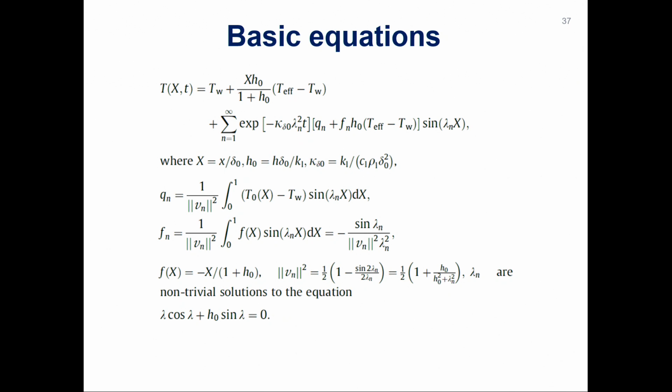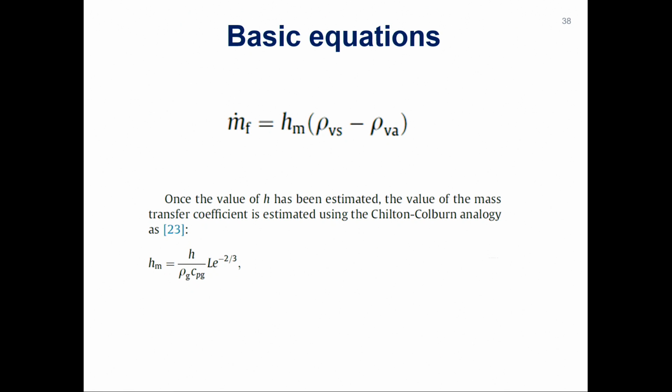And then for this numerical code, we need to introduce the mass transfer coefficient. And for the mass transfer coefficient, we used this equation linking mass transfer and heat transfer coefficient, which is known as the Chilton-Colburn analogy. The value of h, the heat transfer convection coefficient, is assumed to be constant.